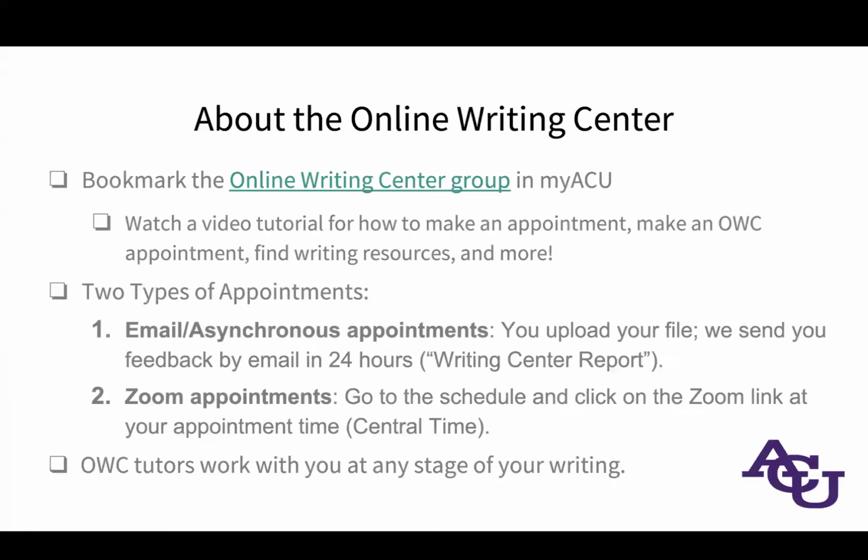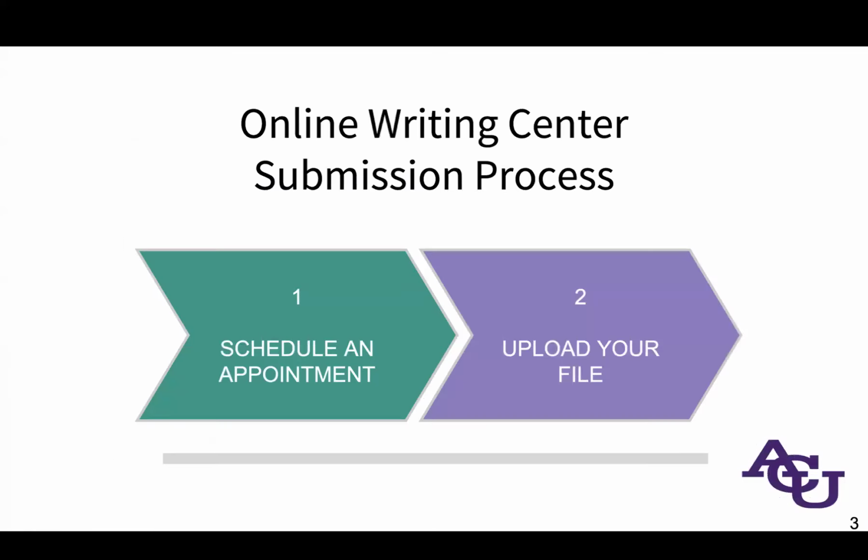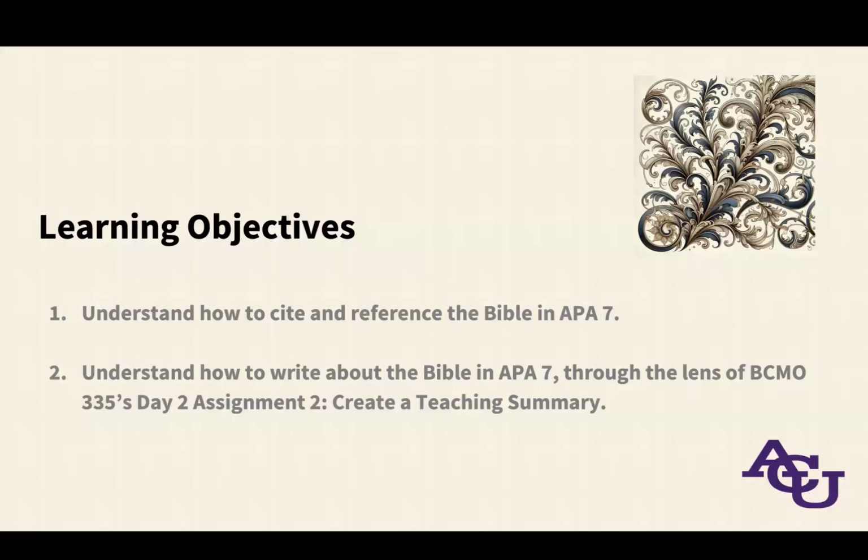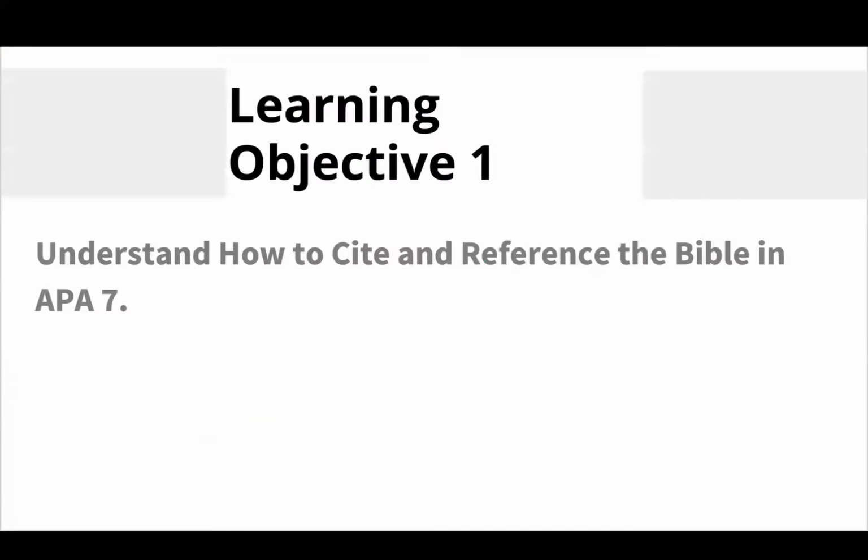With no further ado, let's go ahead and dive into looking at how to cite and reference the Bible in APA 7 and look at specifically how you would do that through the lens of a specific assignment, drawn in this case from BCMO 335. So, how to cite and reference the Bible in APA 7?